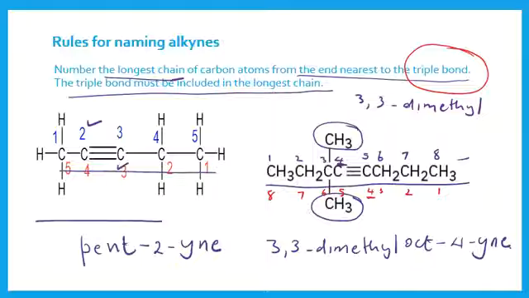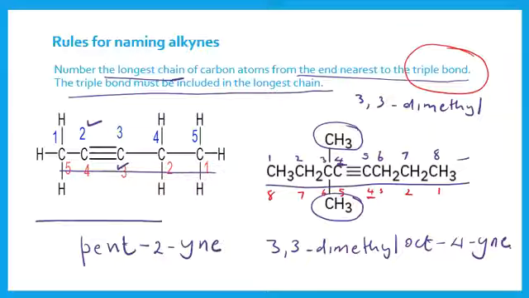So we just need to decide which numbering is correct. Is it the blue one or the red one? If you look at the blue one, you can see that we encounter the triple bond on carbon number 2. If you look at the red one, we encounter the triple bond on carbon number 3. So which carbon gives the triple bond the lowest number? It is the blue numbering.